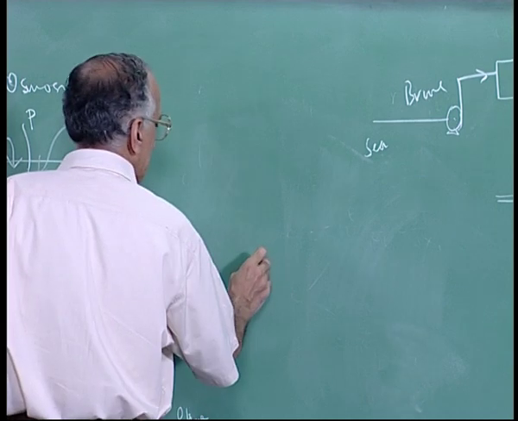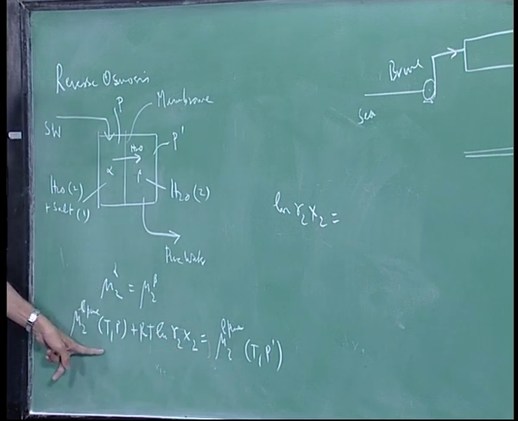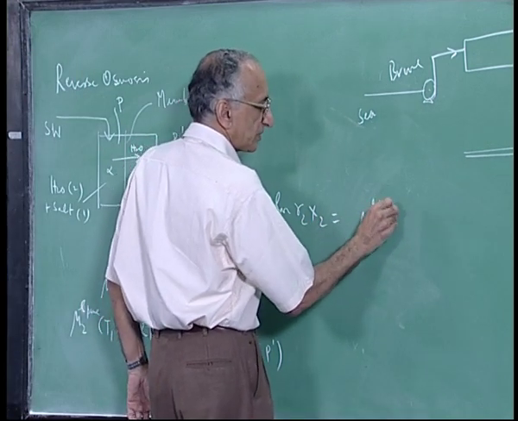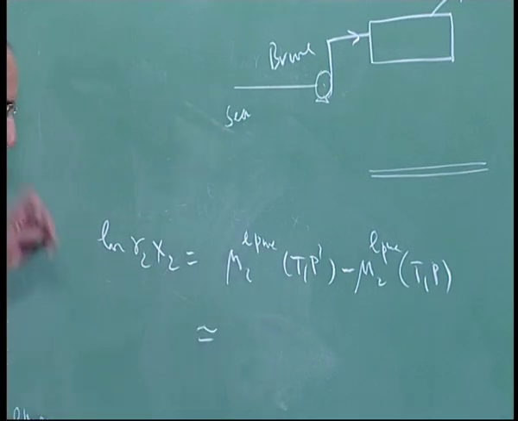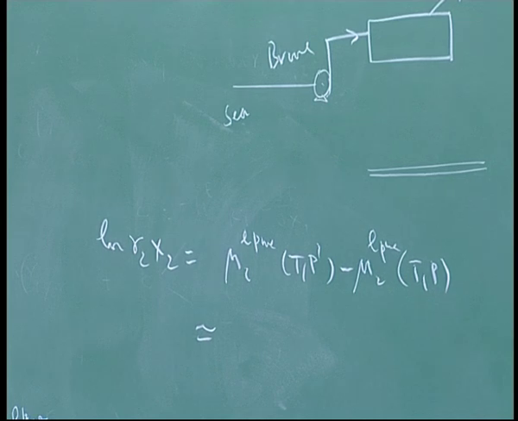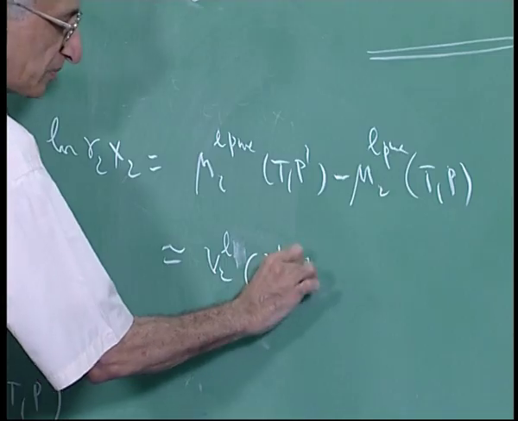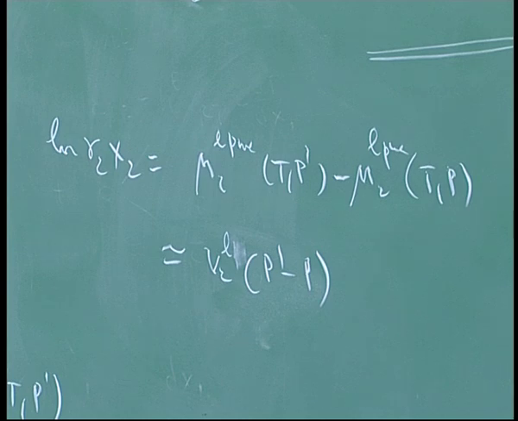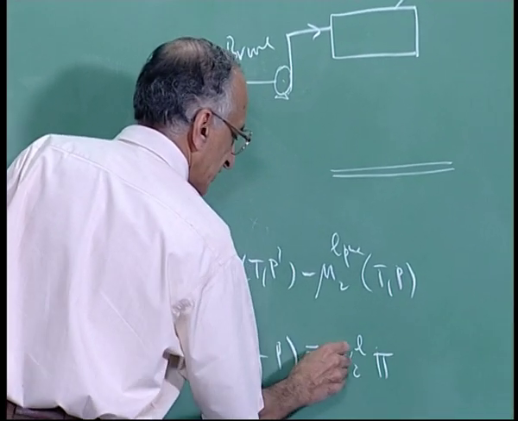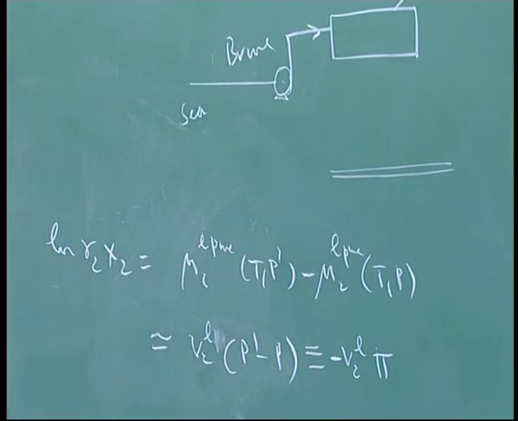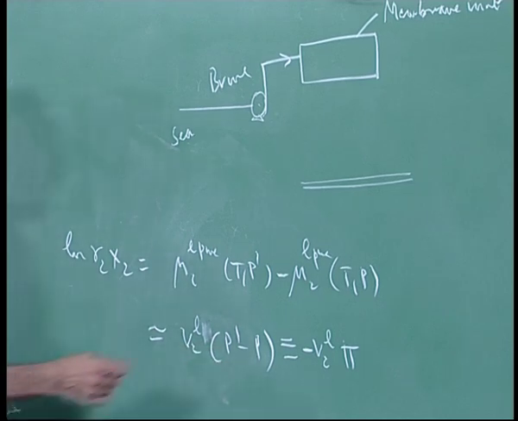You get RT log gamma 2 x 2 is equal to this minus this, which is mu 2 liquid pure at T P prime minus mu 2 liquid pure at T and P. You know delta mu 2 by delta P is simply the specific volume of the pure substance, and water is practically incompressible. So this is simply V 2 liquid into P prime minus P. This is written as minus V 2 liquid into pi, because P minus P prime is called the osmotic pressure. So these three lines are a definition: P minus P prime is pi, and pi is called the osmotic pressure.